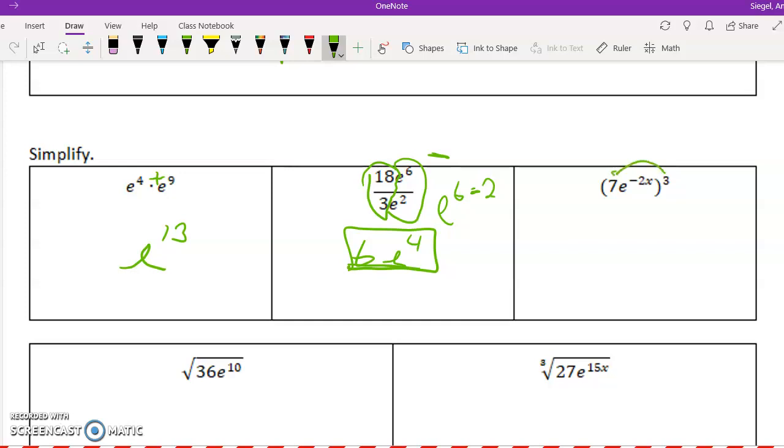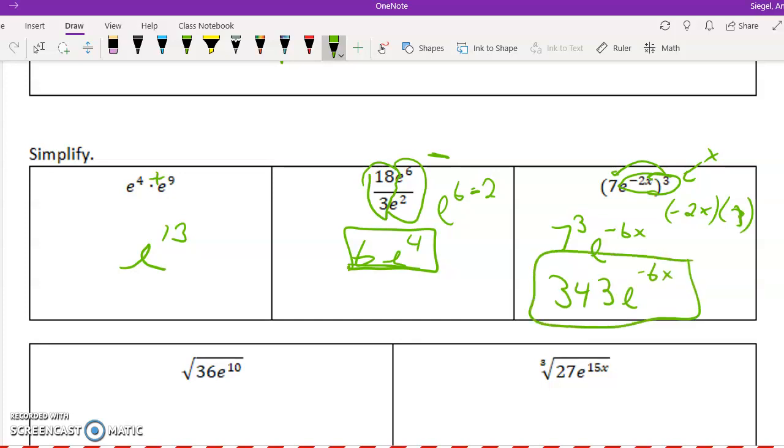Okay, this one, remember the rule is to distribute that 3. So I have 7 to the 3rd power, and then e, and then when you raise a power to a power, this is where you're going to multiply. So I'm going to multiply negative 2x times 3. Sorry, that's hideous. So that's negative 6x power. Let's go ahead and type it in our calculators. 7 to the 3rd power is 343. e to the negative 6x power, and we can just leave it like that.